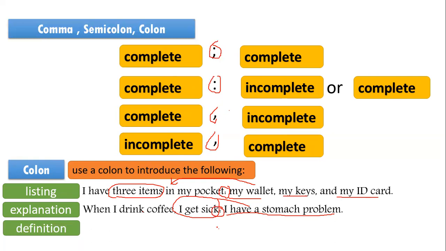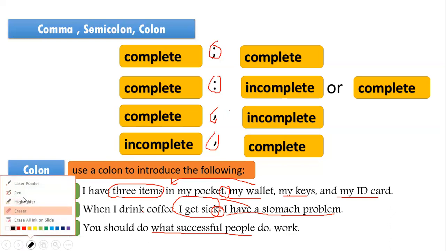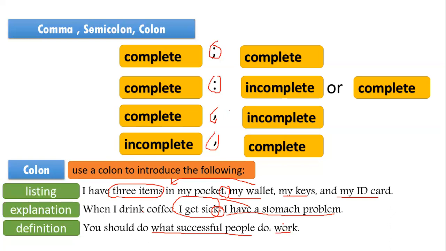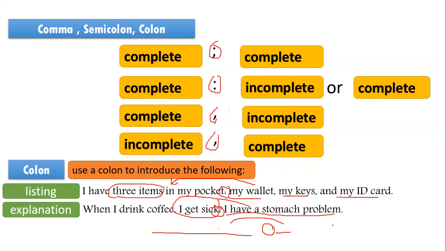I can also use the colon to give a definition like this. You should do what successful people do. What do successful people do? Work. That's the definition of what comes before. The word work defines what you mean here. That's why I'm introducing it with a colon. Again, I can use the colon to give listing. I can use the colon to give explanation. I can use the colon to give definition.